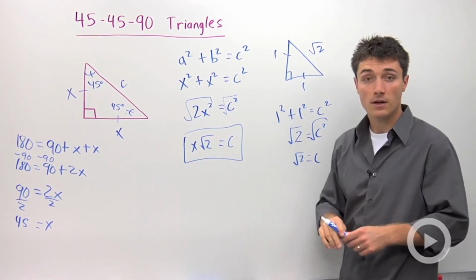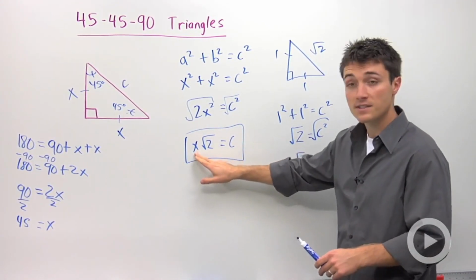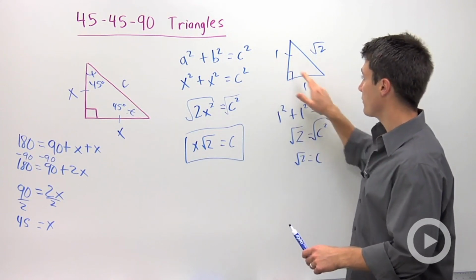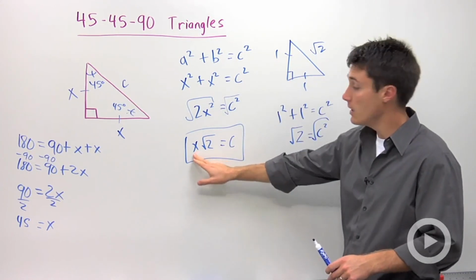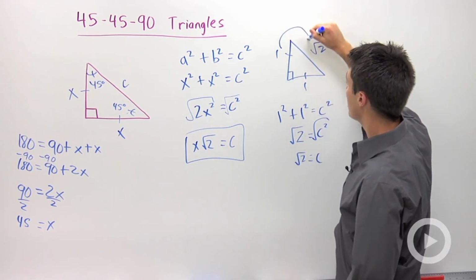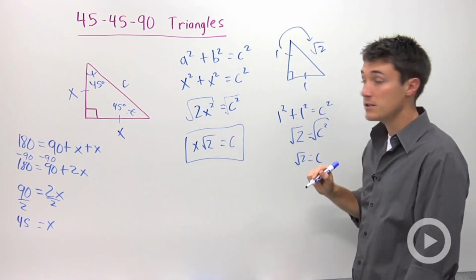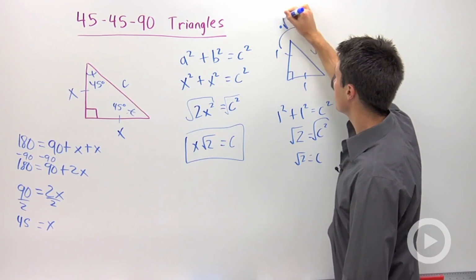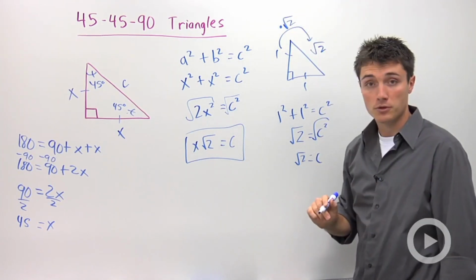So now what I see it's talking about is if you know the side of one of your legs, if you know that length, you're going to multiply it by the square root of 2. So to get from the leg in a 45-45-90 triangle, you're going to multiply by the square root of 2.